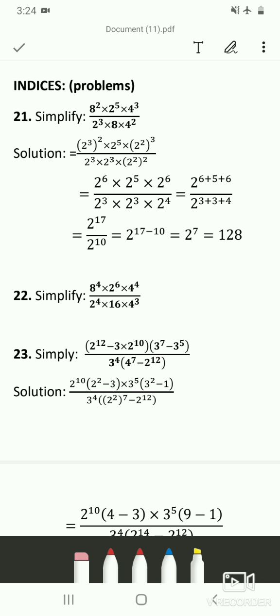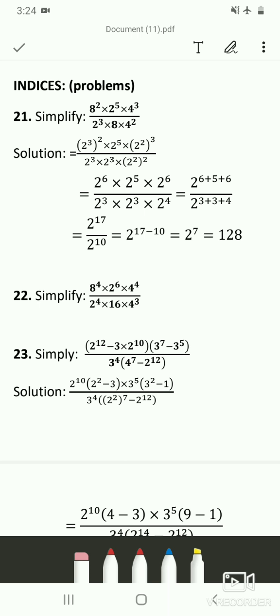In the previous video we had solved problems related to laws of indices. Today again we'll continue with some more problems. Now let's see the first problem. Simplify (8 raised to 2 into 2 raised to 5 into 4 raised to 3) whole divided by (2 raised to 3 into 8 into 4 raised to 2).